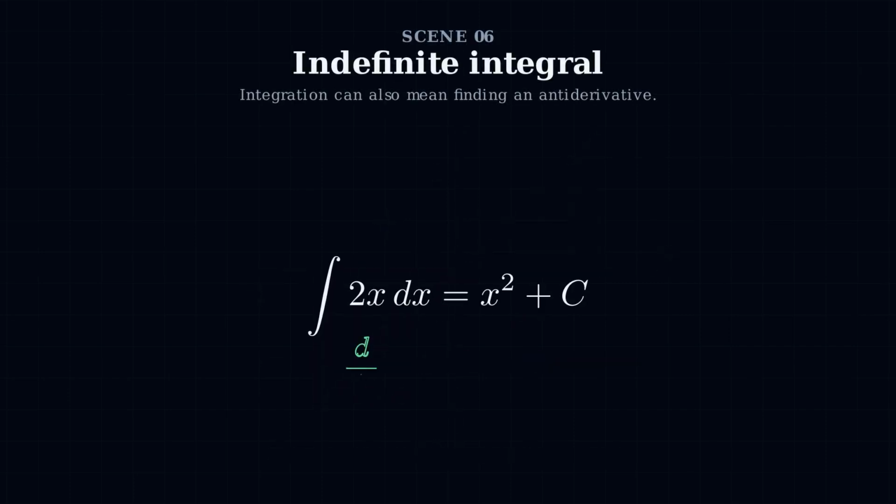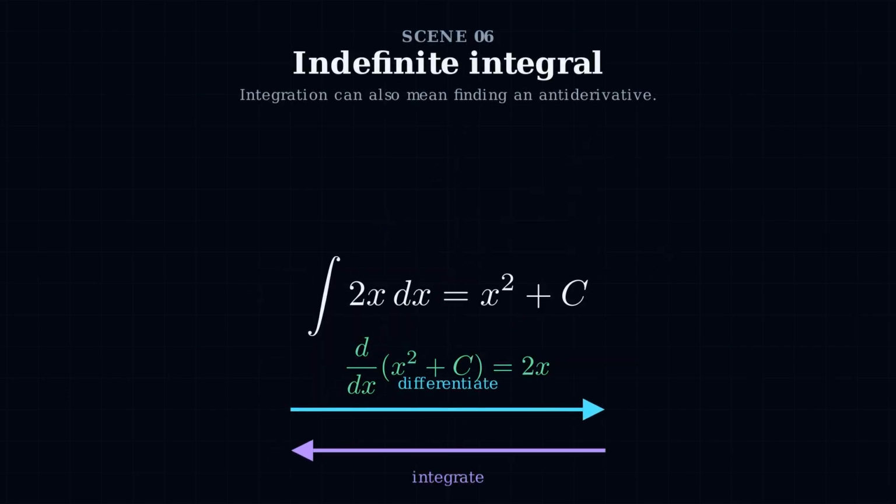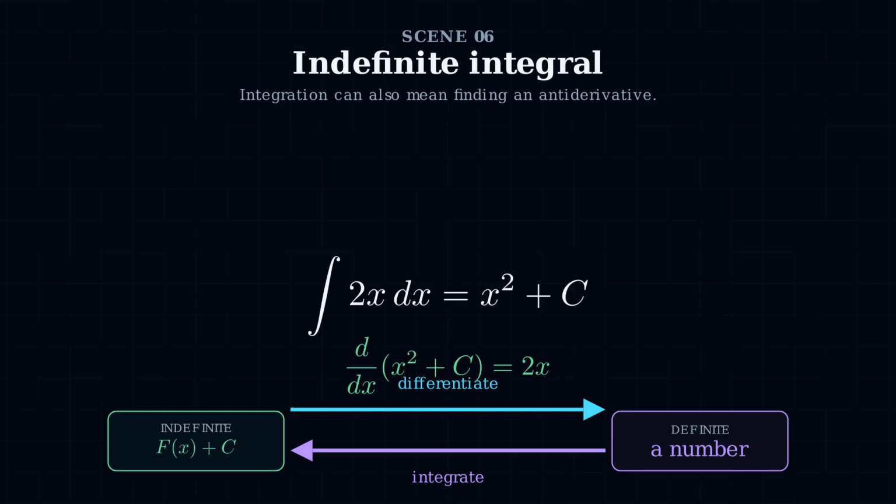Integration has a second meaning, finding an antiderivative. The integral of 2x dx is x squared plus c, and differentiating gives 2x back. The indefinite integral is a family of functions, while the definite integral is a single number.